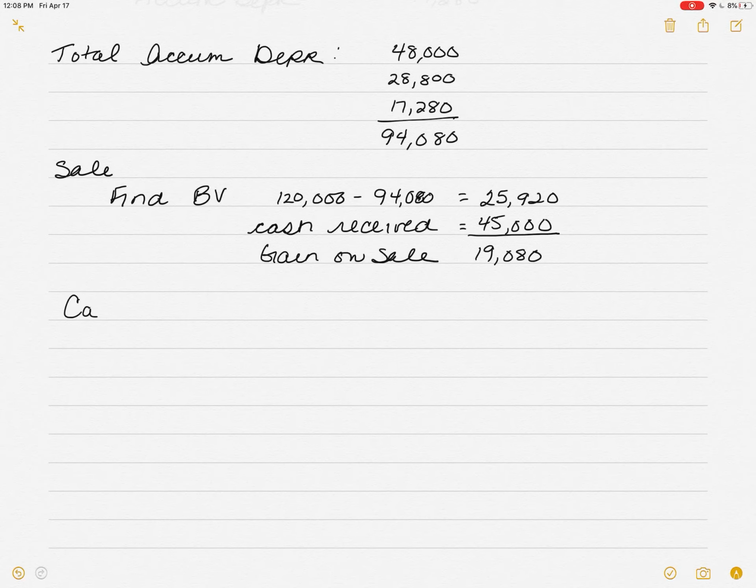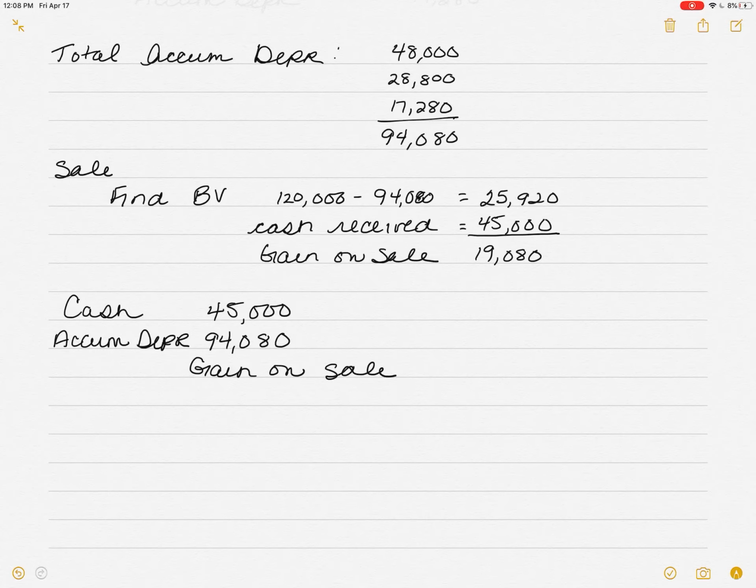When I record this, again I record the cash, not going to change. Record that accumulated depreciation, the total amount that I have in my books of 94,080. I'm going to record as a credit that gain on sale, 19,080, and then of course that final credit to get the machine off the books of 120,000. You can see my debits equal my credits, and I'm done.